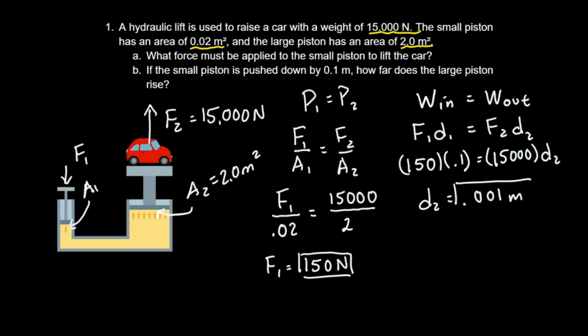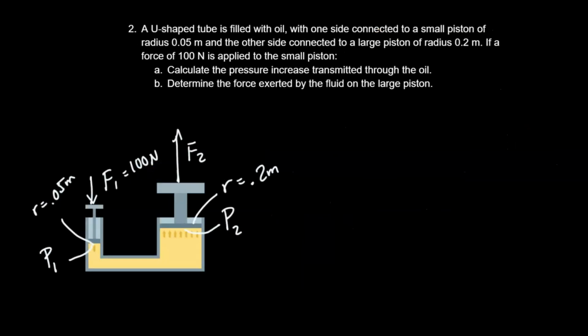We notice that although there was a larger force on F2, the distance that it went up was much smaller than d1. Now we'll take a look at question number 2. A U-shaped tube is filled with oil, with one side connected to a small piston of radius 0.02 meters and the other side connected to a large piston of radius 0.2 meters. If a force of 100 newtons is applied to the small piston, calculate the pressure increase transmitted through the oil.